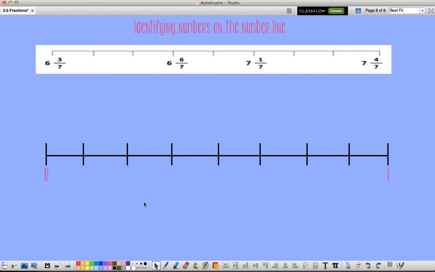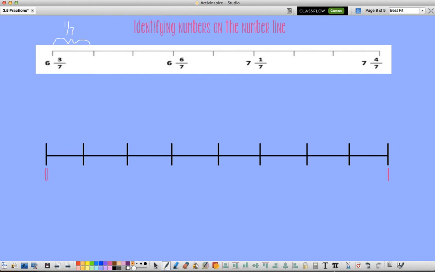All right, so if we're identifying numbers on the number line, if they give you a number line and give you the numbers, you have to know what each line represents. So in this case, if the line is 6 3/7, and this one is 6 6/7, then if we have one more, it's not that this is worth 1 whole, this is worth 1/7. So from here to here is worth 1/7, not 1 whole.